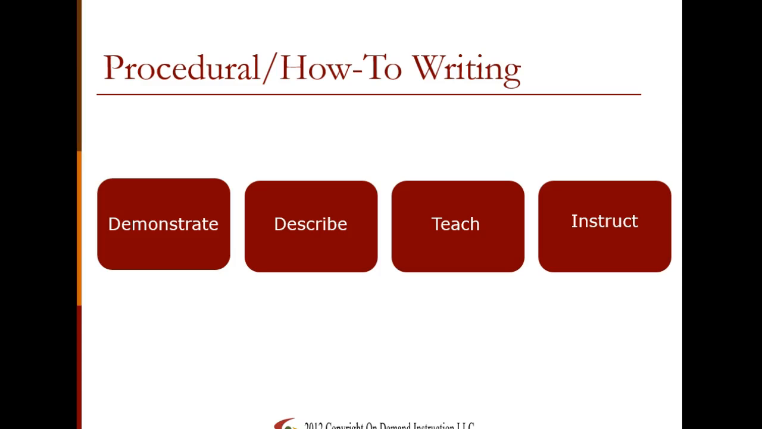What procedural and how-to writing does is that we are going to demonstrate something to our reader. We're going to describe with really clear language how to accomplish some task or how to solve some problem. Our purpose is to teach and to instruct. So our readers are really depending upon us to be very clear in our writing so that they can understand what it is that they need to do and how to do that.